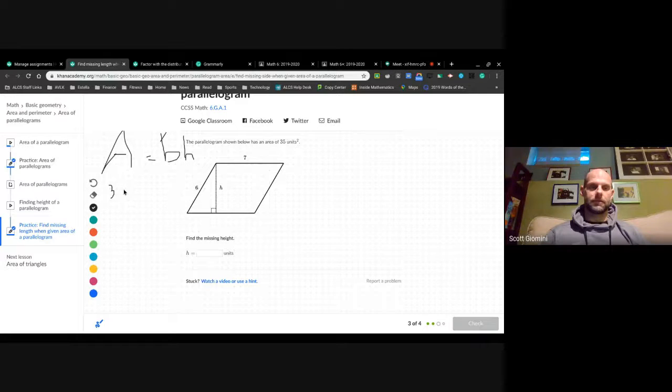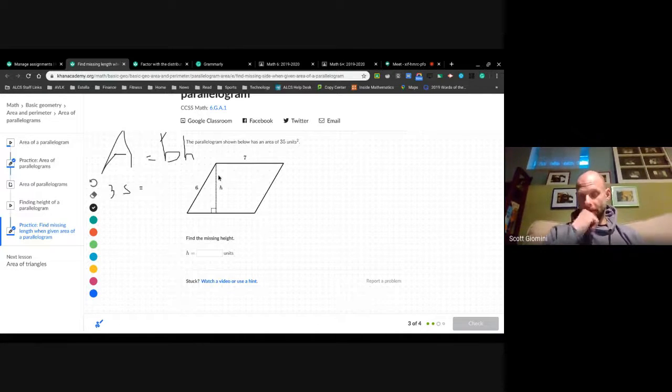35 equals, we know the base is 7 because that's where it's perpendicular to the height. 7 times h. I asked myself, what factor times 7 gives me 35? If I don't know, I need to do the inverse of multiplying by 7. I divide both sides by 7. I get h is equal to 5.